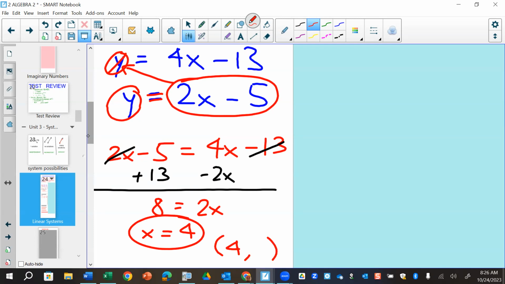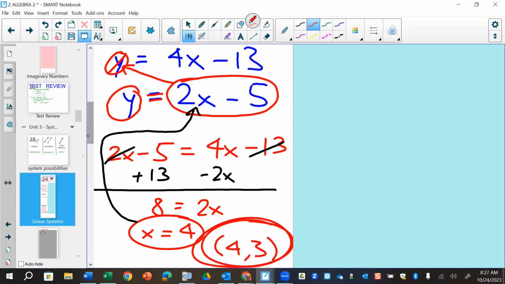Okay. So now that x equals 4, how do you find y? Plug it in. Go up here and plug it in for x anywhere you like. How about there? So what's double 4? Plug in a 4. What's 2 times 4? 8. 8 minus 5 is 3. And that's how you find the actual answer. Okay? So substitution, not new to you. You've been doing this for 3 years now.